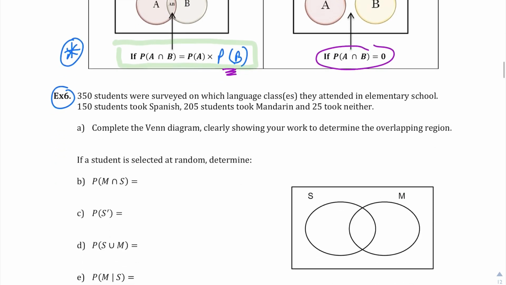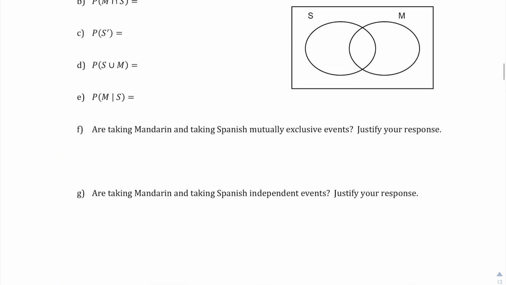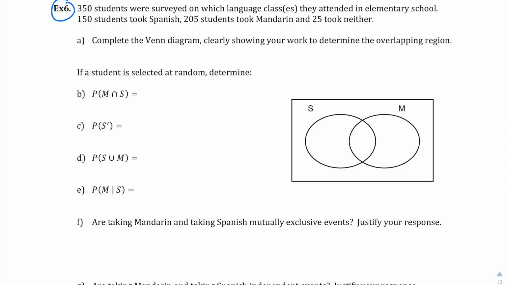All right. So what we're going to do here is take care of a Venn diagram question, which will also be used to highlight this notion of mutually exclusive and this notion of independent events. We've got a total of 350 students surveyed on language classes. 150 took Spanish, 205 took Mandarin, 25 took neither. We're going to start with the students who took neither and fill them into our Venn diagram.